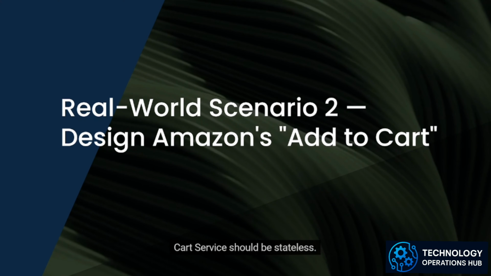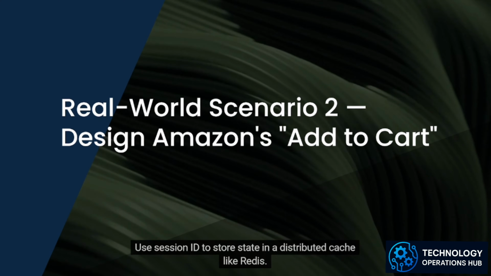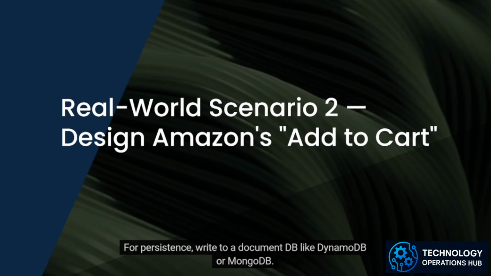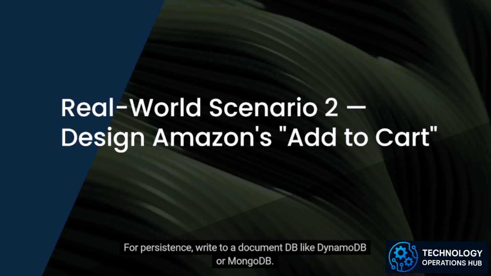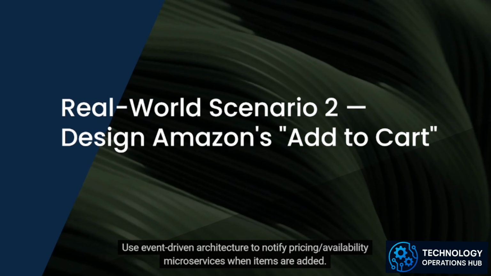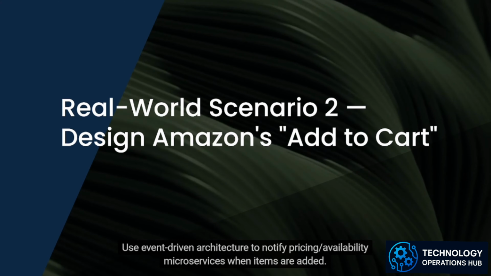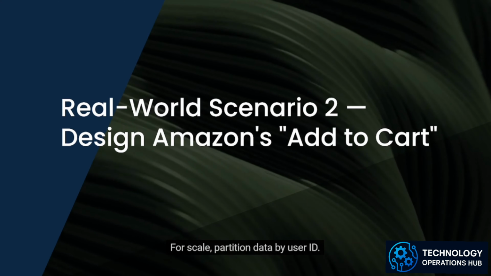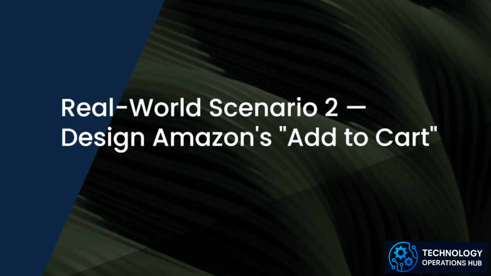Cart service should be stateless. Use session ID to store state in a distributed cache like Redis. For persistence, write to a document DB like DynamoDB or MongoDB. Cart should be stored with expiration, maybe 30 days. Use event-driven architecture to notify pricing and availability microservices when items are added. For scale, partition data by user ID.